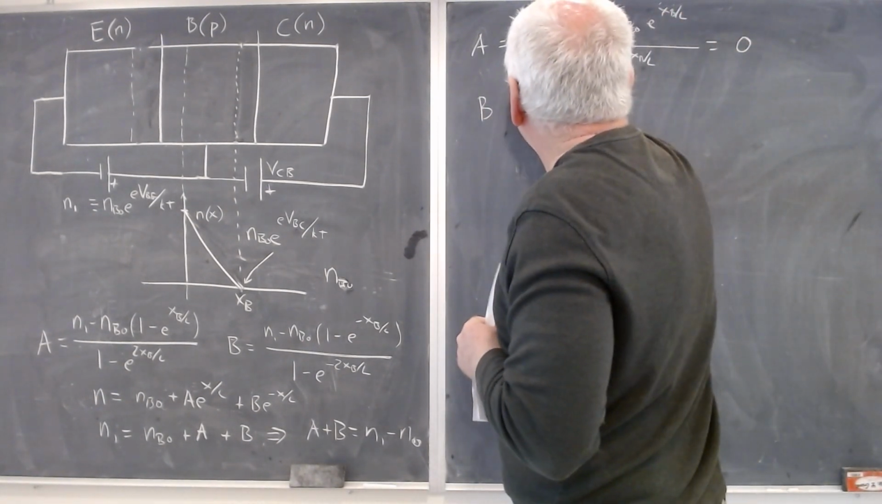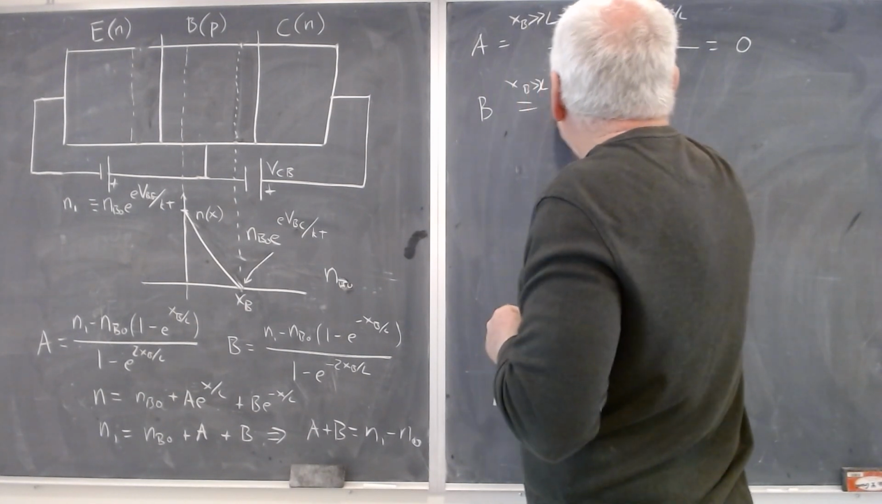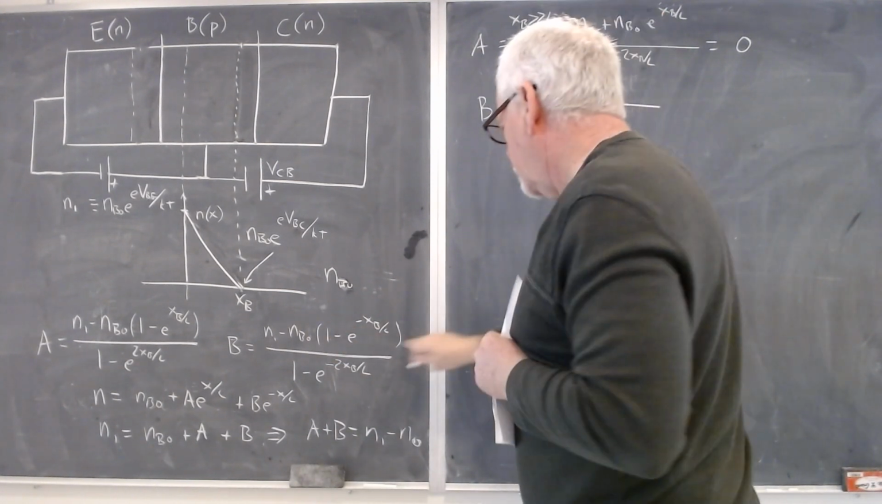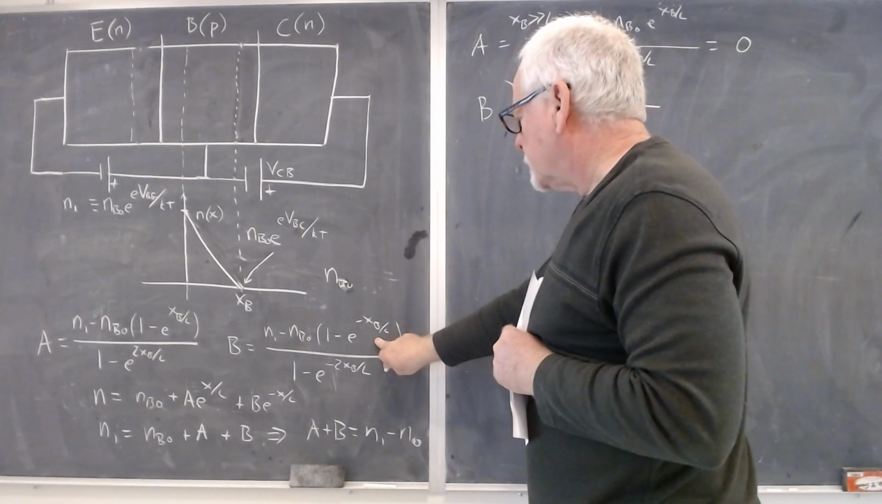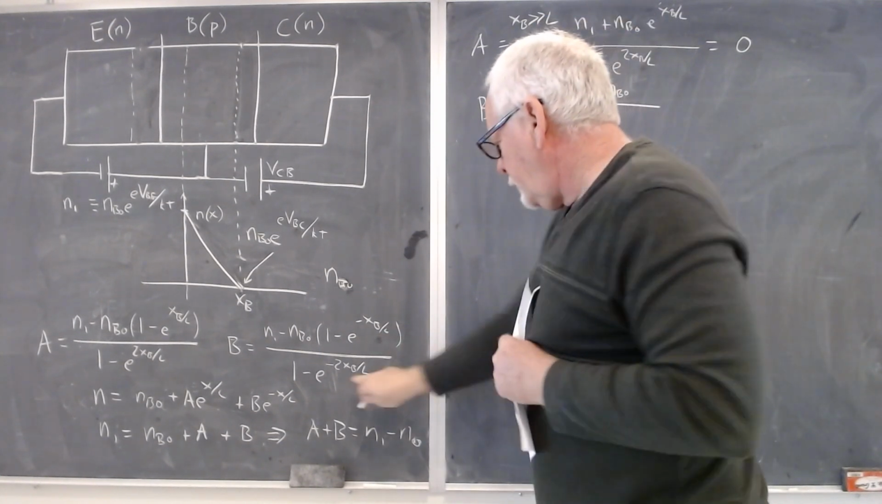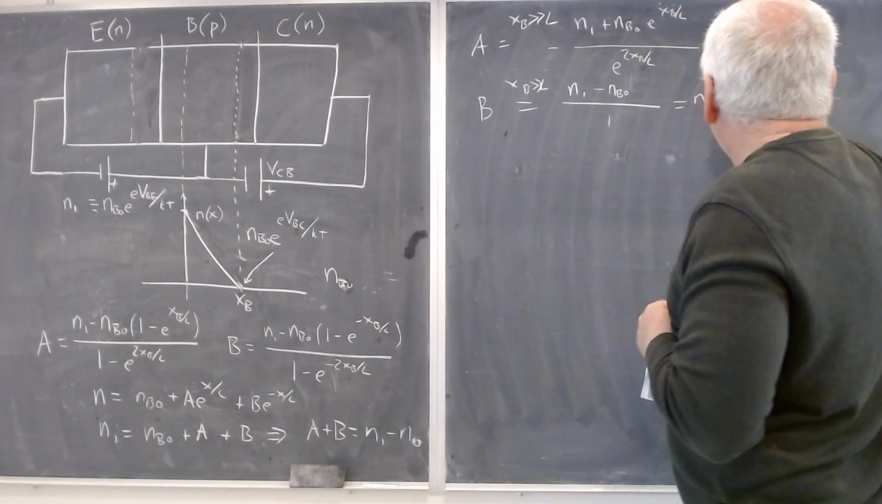B, for xb much bigger than L, n1. Now that is e to the minus a big number, so it goes away. So this just becomes nb0. And that's 1. So it's just n1 minus nb0.